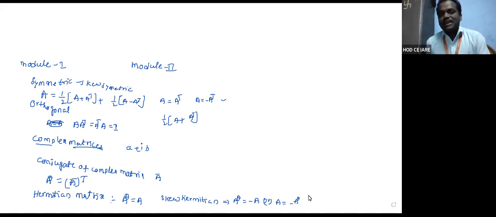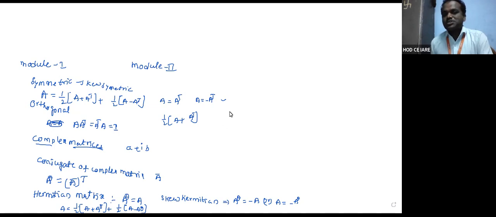Just as any square matrix can be written as the sum of a symmetric and a skew symmetric matrix, here also any square matrix A is equal to half into the Hermitian matrix, A plus A power of theta, plus the skew Hermitian matrix, half into A minus A power of theta. So this is the Hermitian and skew Hermitian matrices.